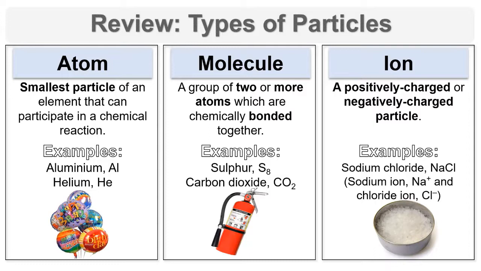Therefore, matter can be made up of three types of particles: atom, molecule, or ion. Atom is the smallest particle of an element that can participate in a chemical reaction. Examples are aluminium and helium. Molecule is a group of two or more atoms which are chemically bonded together. Examples are sulfur S8 and carbon dioxide CO2. Ion is a positively charged or negatively charged particle. Example, sodium chloride, NaCl, consists of sodium ion, Na+, and chloride ion, Cl-.